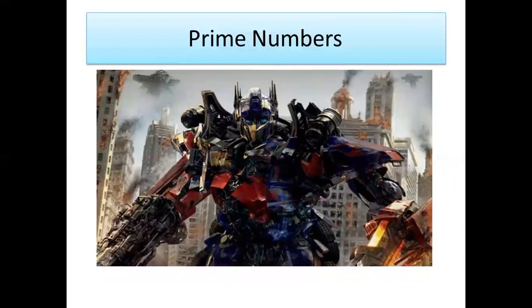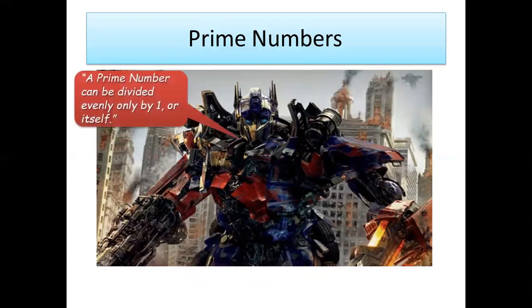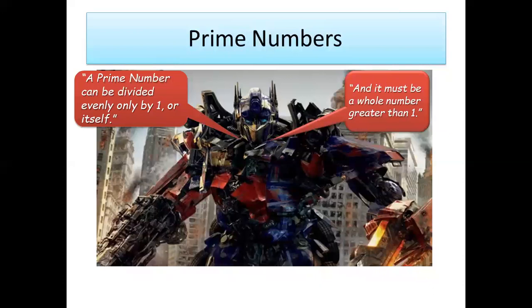Prime numbers can be divided evenly only by 1 or itself. As we said before, a prime number has only two factors. What are the two factors? They are 1 and itself. And it must be a whole number greater than 1. Okay, so the prime numbers must be whole numbers. They can't be decimals, they can't be fractions, they must be a whole number, and they must be greater than 1.